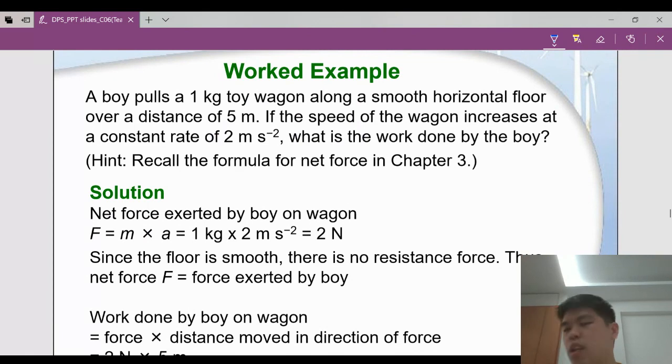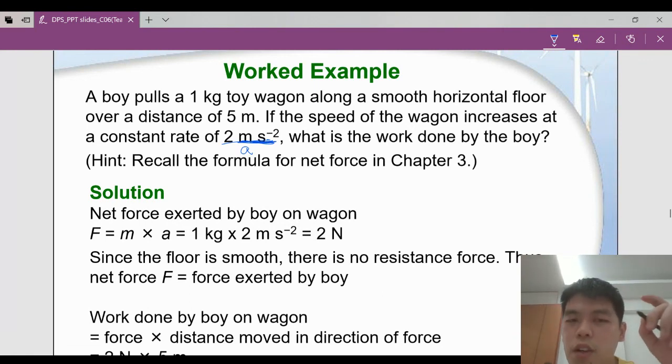A boy pulls a 1 kg wagon along a smooth horizontal floor over a distance of 5 meters. If the speed of the wagon increases at a constant rate of 2 meters per second squared, what is the work done by the boy? So in this case, let's look at the net force first. Sorry, we know that his acceleration is 2 meters per second squared. Why? Because we look at the units, meters per second squared, this is acceleration.